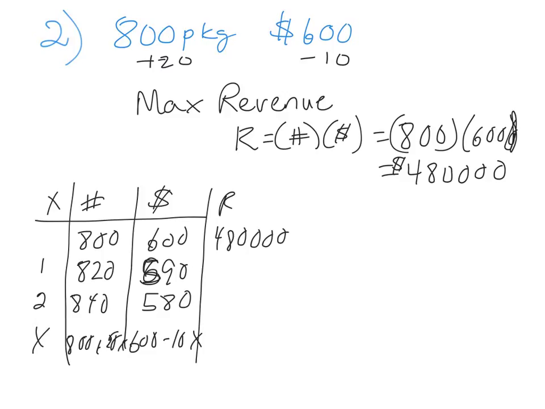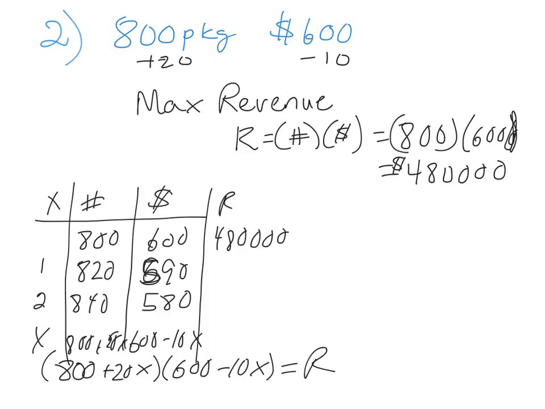Sorry, I do not have my stylus tonight here. So 800 plus 20X is how many we'll sell, and we'll sell them for 600 minus 10X dollars. That is what our revenue function is going to be. Okay? And if you graph this, you don't even have to distribute anything out.